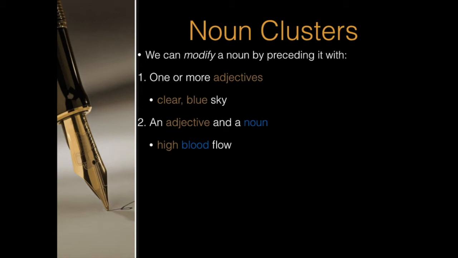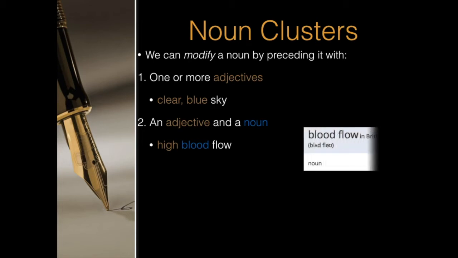One can argue that even this cluster of words is confusing. After all, it is possible to interpret high blood flow either as flow of high blood or high flow of blood. However, flow of high blood does not make sense, whereas high flow of blood makes the same sense as high blood flow. The reason is that blood flow is a commonly known term. In fact, according to some unabridged dictionaries, blood flow really is one word or one noun. Because this is so, we need not rewrite blood flow as flow of blood.